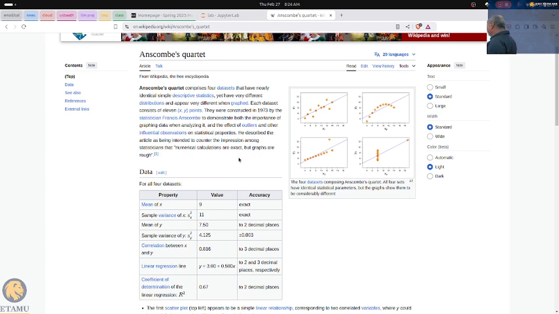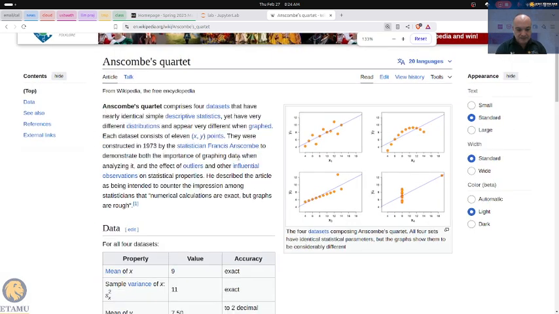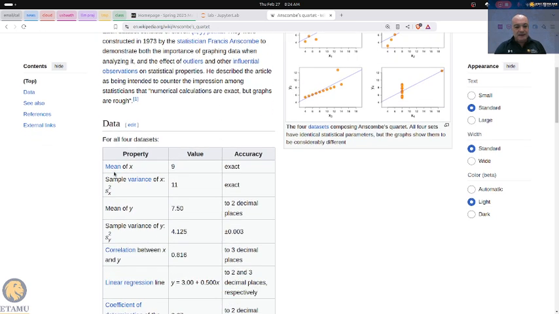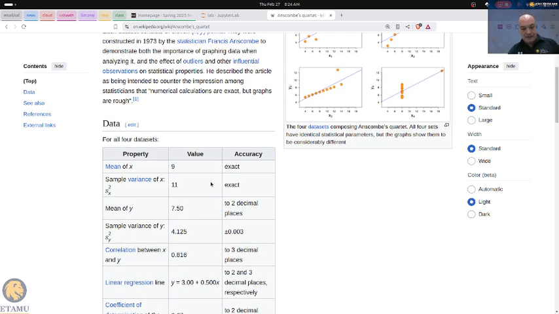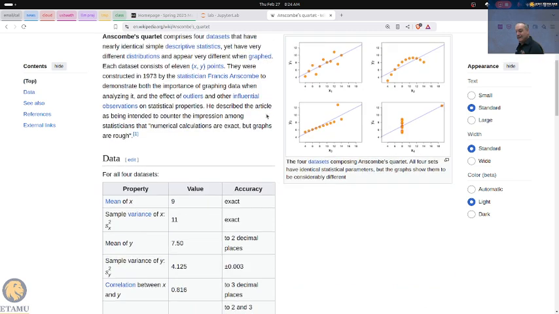So the point of this is, if you're fitting a simple linear regression, the summary statistics that you get, for example the R squared and others, don't necessarily tell you everything you really need to know. So it's important to actually visualize your data as well to see what you're working with.